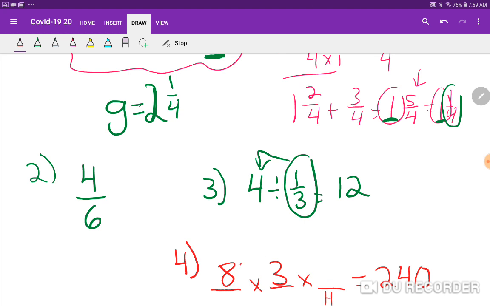Let's just do what we know. 8 times 3 is 24. 24 times some number is 240. That's right, it's just 10. So the height is 10.